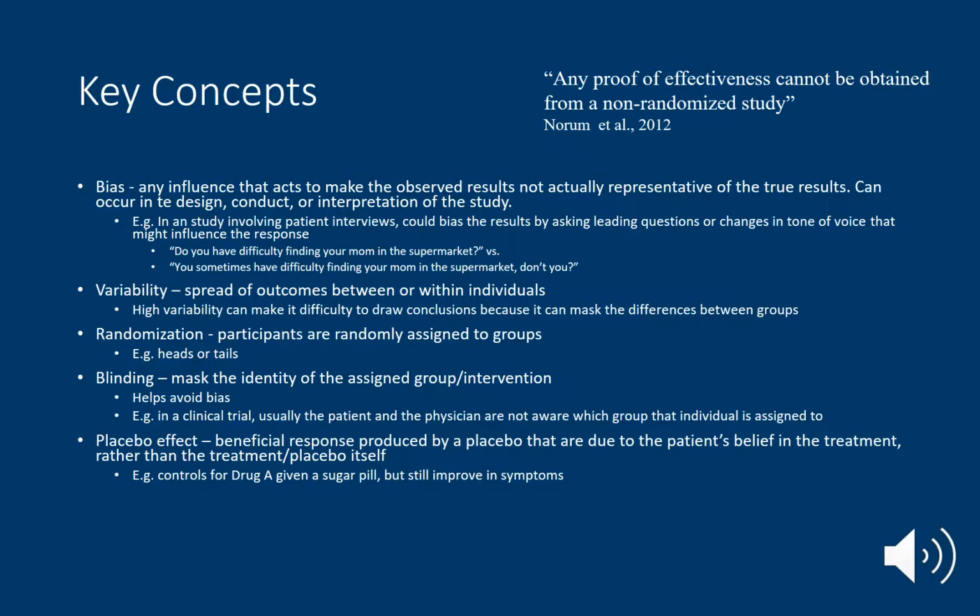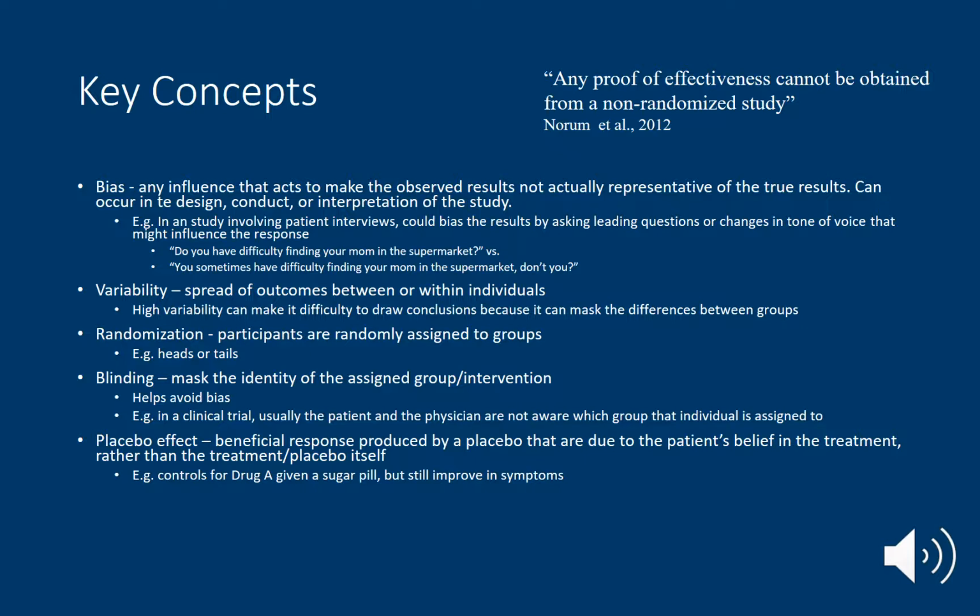The second option would introduce bias into the study because it would lead the subject to answer yes, whereas the first was neutral, so they could answer yes or no. Variability. We want to decrease the amount of variability within and between our groups. Otherwise, it could potentially interfere with the conclusions that we're able to draw.